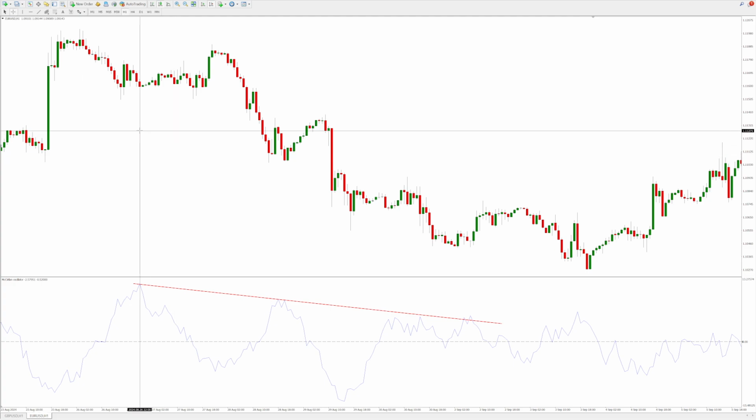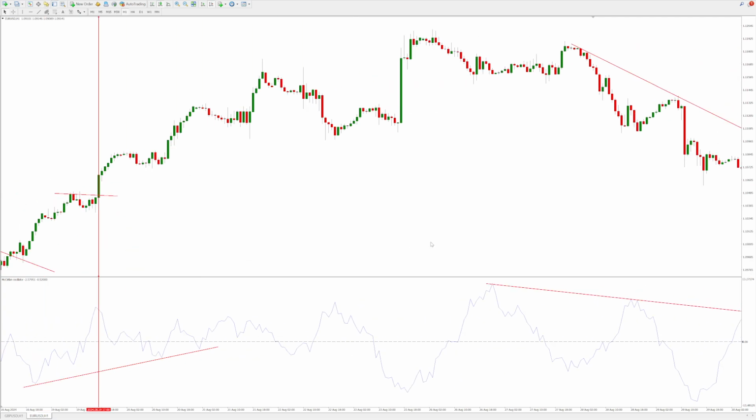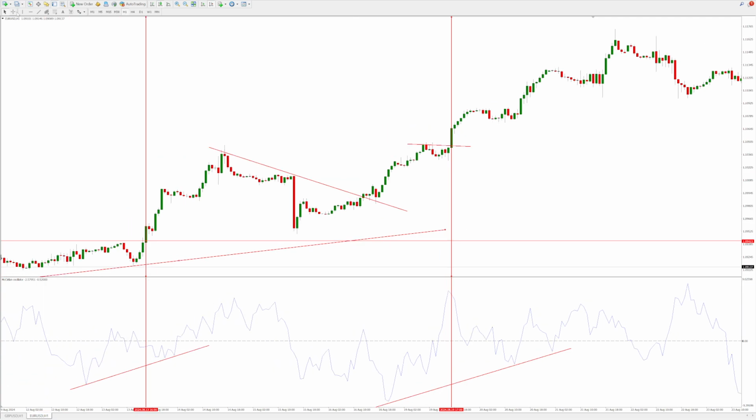I just wouldn't be selling every time it was on the extreme here or buying every time it was on the extreme here. I prefer to first pinpoint the trend using some basic trend lines or the divergence in the indicator, and then just time an entry based on pullbacks, breakouts, candlestick patterns, and even other technical indicators. For example, the stochastic oscillator, you could use to pinpoint entries.